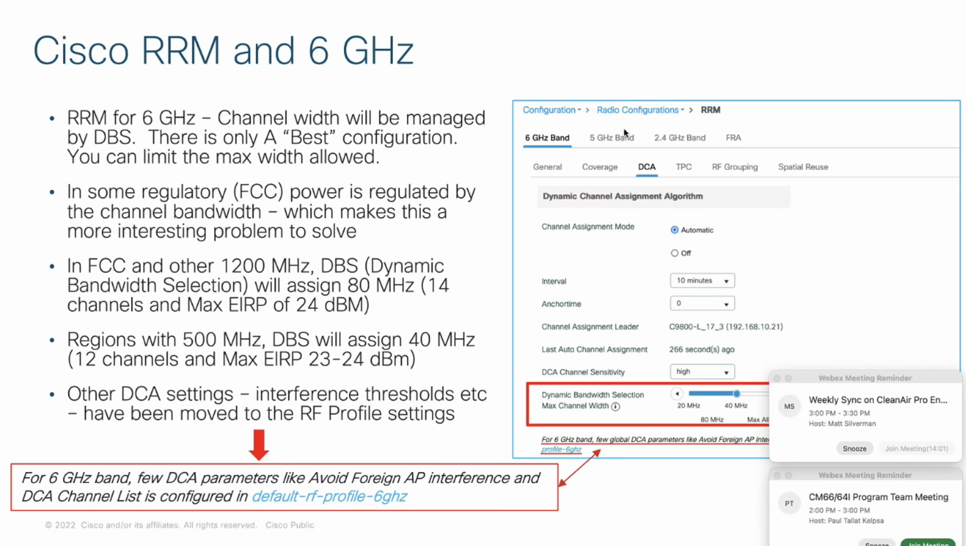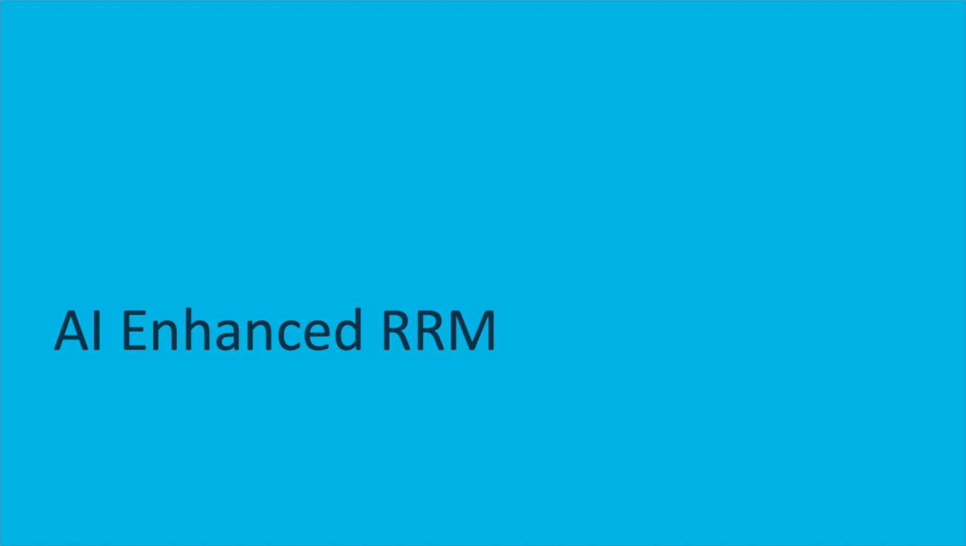One last note, I want to touch on how we're handling RRM and 6 gigahertz. You will notice that dynamic bandwidth selection is going to be automatic. You can limit it, but the reason for that is because we think it's important. You're going to get biased towards 80 megahertz in FCC, and you're going to be biased towards 40 megahertz in an ETSI domain where you've only got 500 megahertz of bandwidth. Good. We've got a lot to cover still.